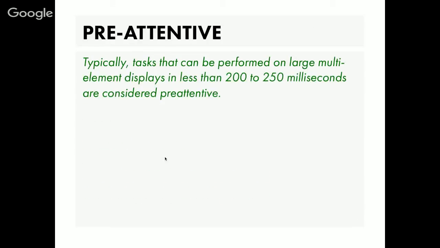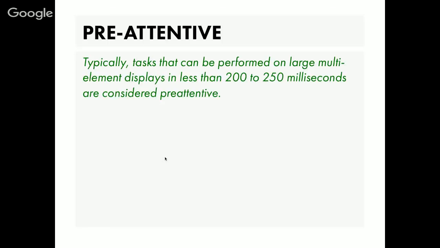So what's this pre-attentive thing? These are very important cues for you as an HCI designer, because if you know them and you know how to use them, and you don't overuse them, that's the other problem. They're typically tasks that can be performed on a large multi-element display in less than 200 to 250 milliseconds. They're considered pre-attentive.